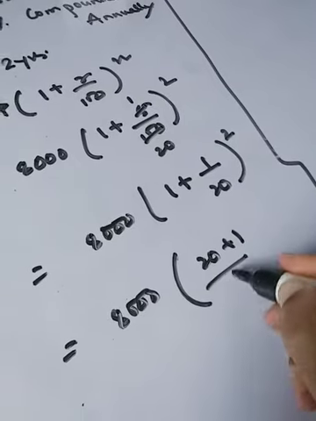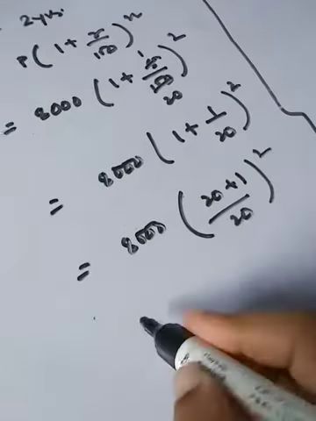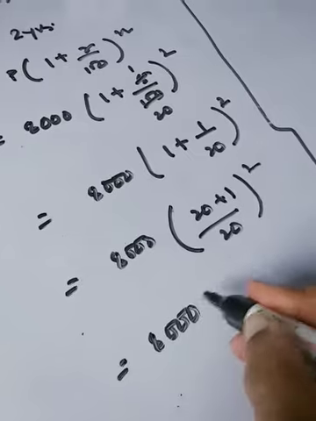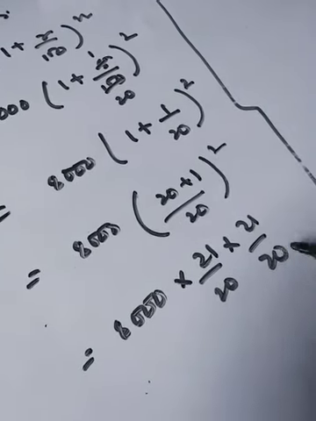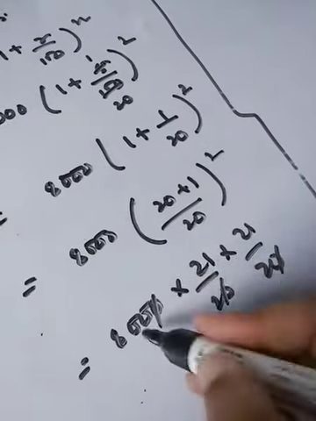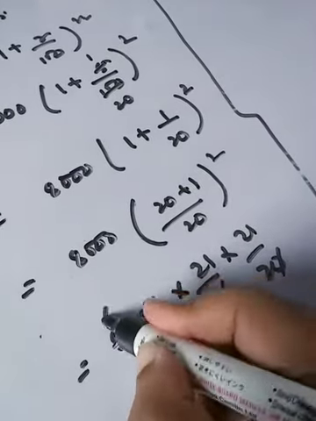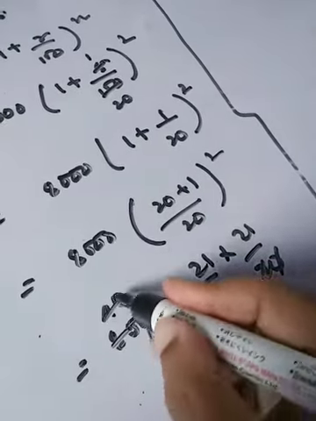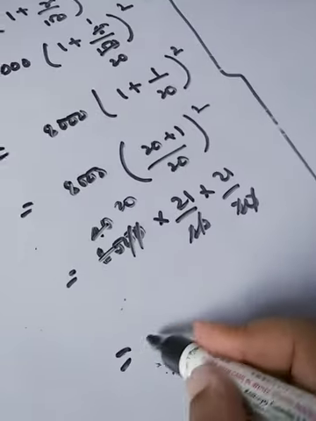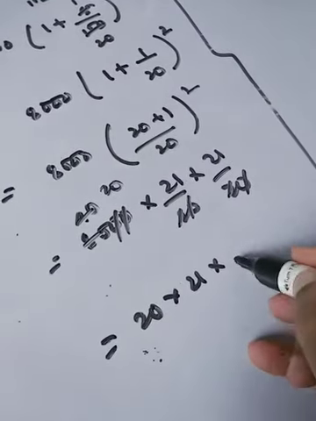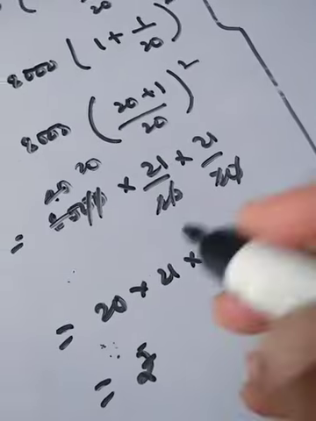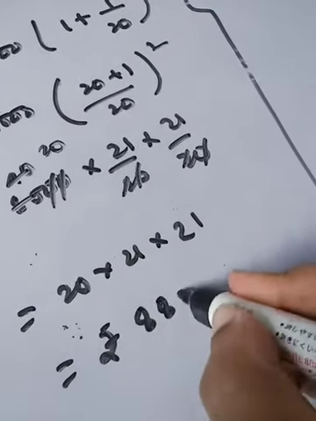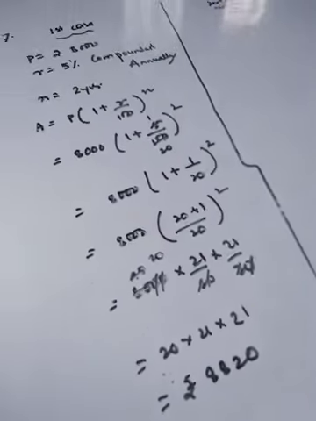20 plus 1 upon 20, so 8,000 into 21 by 20 into 21 by 20. Reduce the zeros, students. So two 40s are, two 20s are. So 20 into 21 into 21. So what will be the answer? Let's check it out. The answer is 8820. So this is the first part.